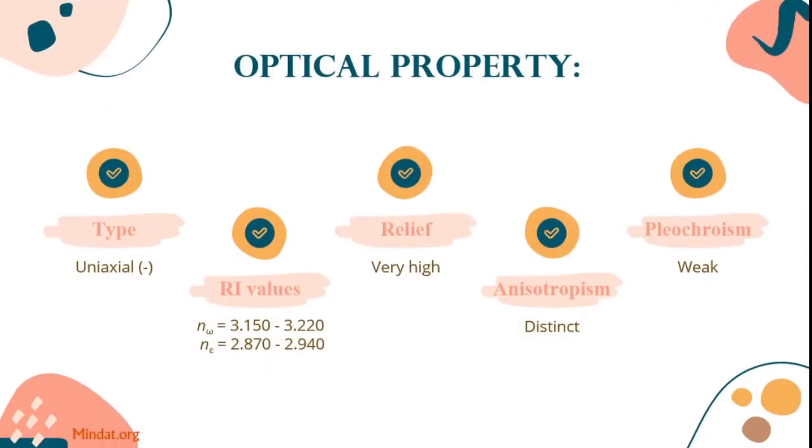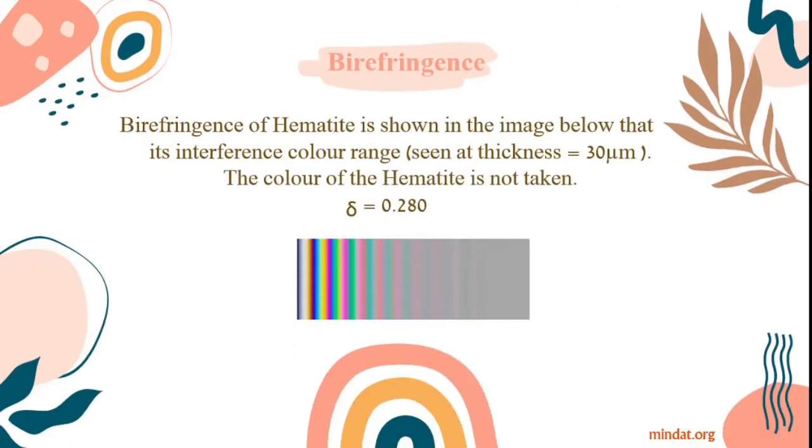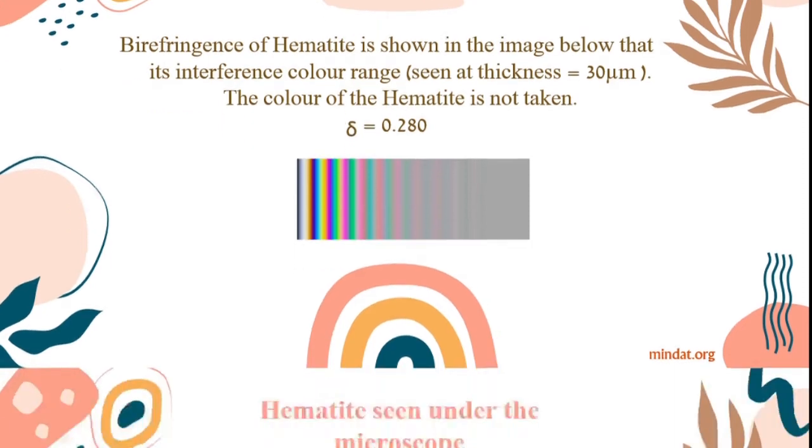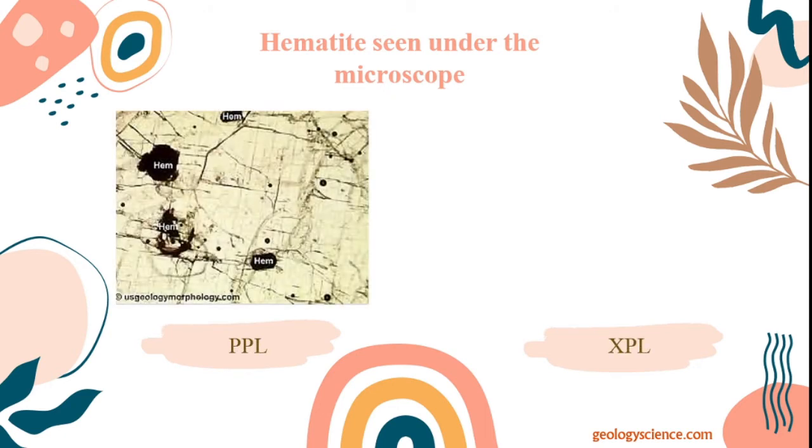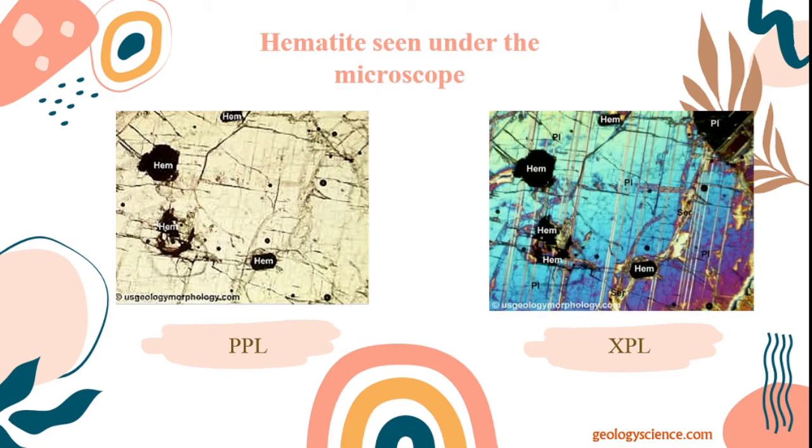Let's now look at how hematite looks under the microscope. This is the view for the PPL, while this is for XPL. HEM is nothing but hematite. As we can see, it is black. Many of the ore minerals do not let the light pass through them.